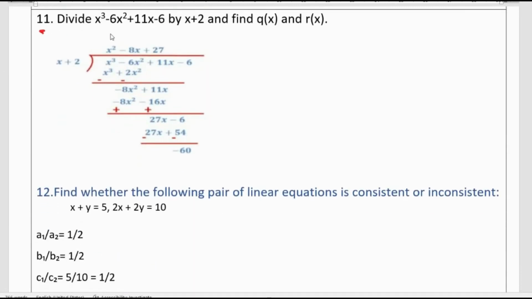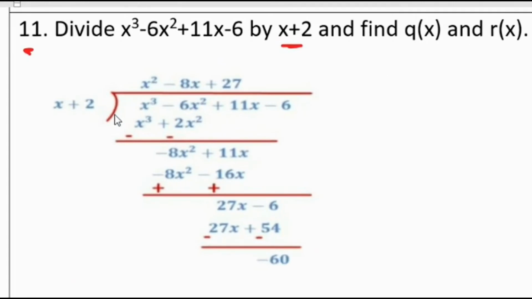11th question. Divide x cube minus 6x square plus 11x minus 6 by x plus 2. Find q of x and r of x. This is the procedure for division, students. This is nothing but q of x and the remainder minus 60 is nothing but r of x.